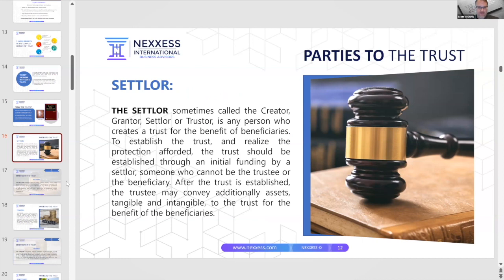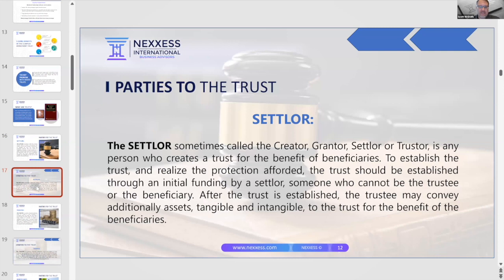So to establish a trust and realize the protection afforded, the trust should be established through an initial funding by the settlor. In other words, the settlor puts the first asset in the trust. That's why they're called the settlor, because they settle the first asset in the trust. After the trust is established, the trustee may convey additional assets if they want to, tangible or intangible, to the trust for the benefit of the beneficiaries. Okay. So that's what the settlor is.